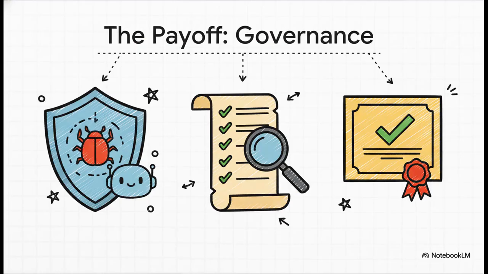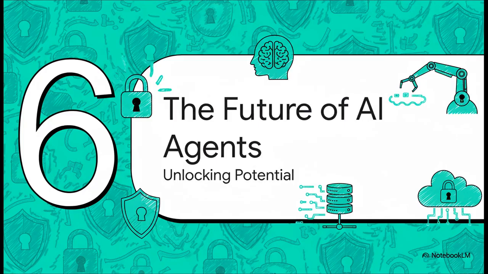So the payoff here is just huge. You get real runtime control to enforce your actual business rules. You get a complete, totally trustworthy audit trail for any compliance needs. And you end up with an incredibly strong posture for things like SOC 2 and GDPR, simply because you are minimizing data exposure by design. It's built right in. Okay, let's bring it all home.